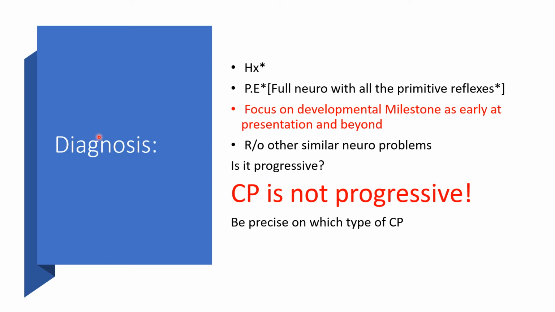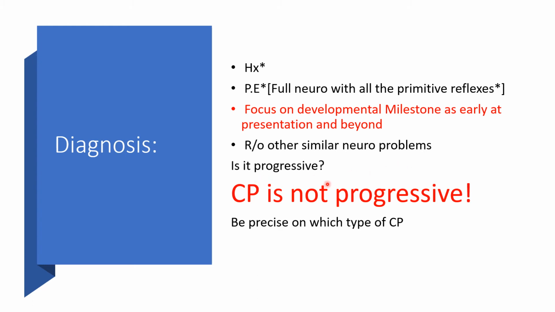Now, how do we make the diagnosis? Full history, and the history will start from the mother, the history surrounding the pregnancy, from the beginning to the end. And of course, physical examination, full neuro with all the primitive reflexes must be examined. We have to focus on developmental milestones as early as possible based on the time of presentation, but we will trace it back to pregnancy and delivery. We have to rule out other similar neuro problems. Don't worry, you have the list of differential diagnoses right here.